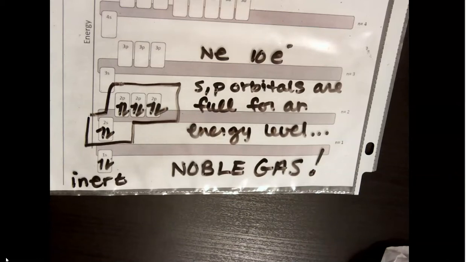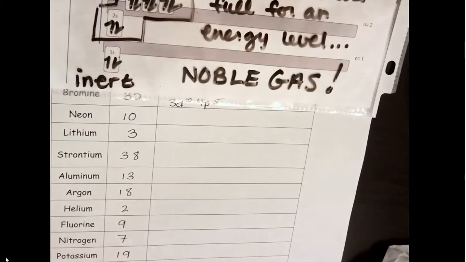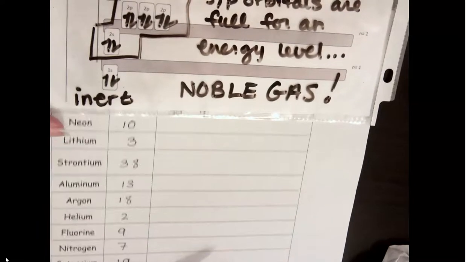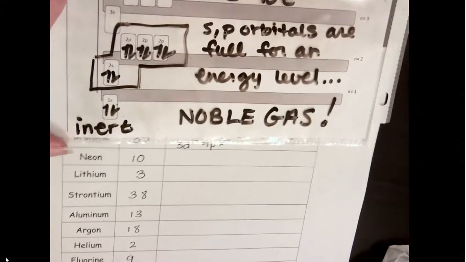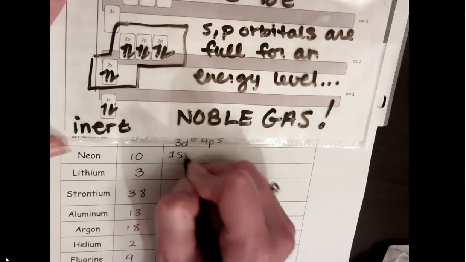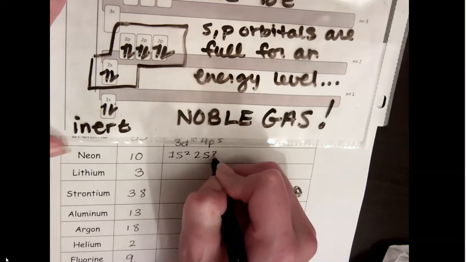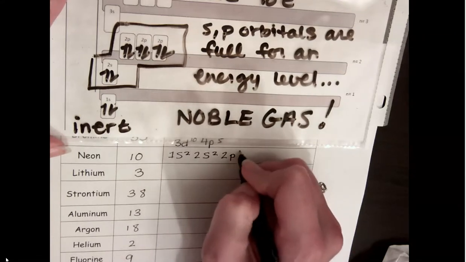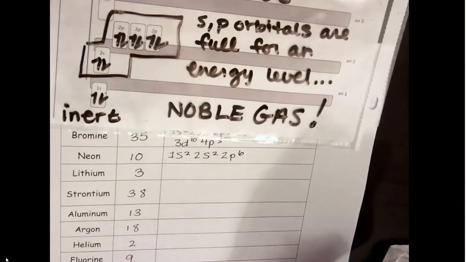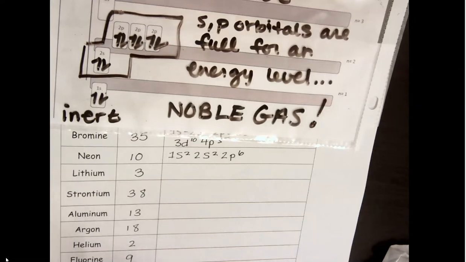Okay, so I want to come and put my final answer on my paper. For neon, it's going to be 1s2, 2s2, 2p6. All right. Why don't you go ahead and pause the video, try the rest of them, give it an actual try, unpause the video, and I'll have the answers under the camera for you to look at. Okay? So go ahead now and pause the video.